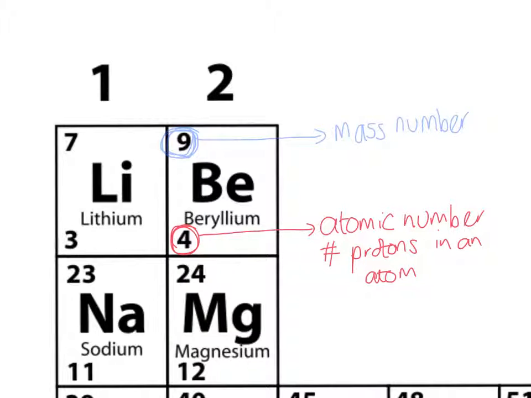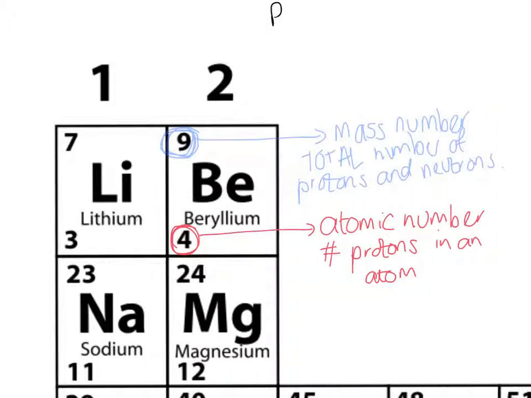And what does that mean? Well, that is the total number of protons and neutrons. So the bottom number, the smaller number, is the atomic number, which is the number of protons in an atom. And the top number, which is the bigger number, is the mass number, which is the total number of protons and neutrons. So in beryllium, our atomic number is 4.